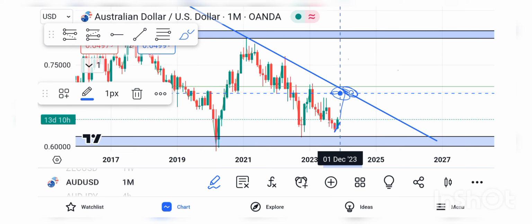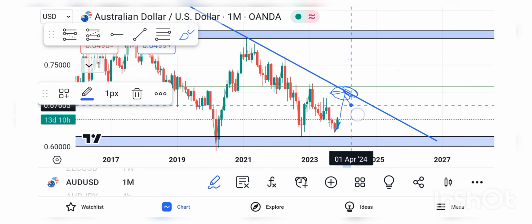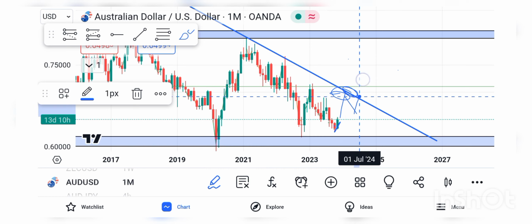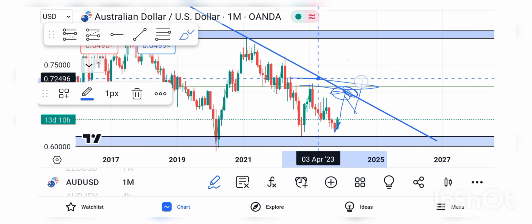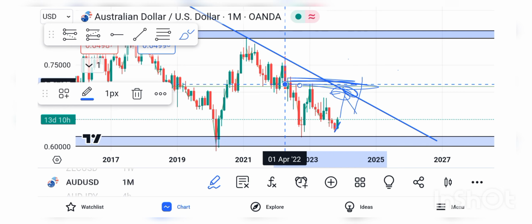If it hits the trend line and falls back down, beautiful. If it hits the trend line and keeps going up, we're not going to enter a buy trade yet until this level is broken. That last swing high is broken. Until that level is broken, we're not entering the buy trade. We just keep selling and selling.